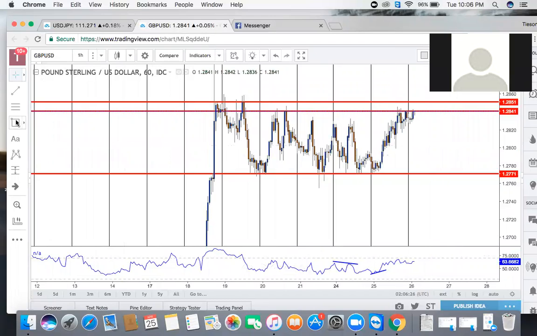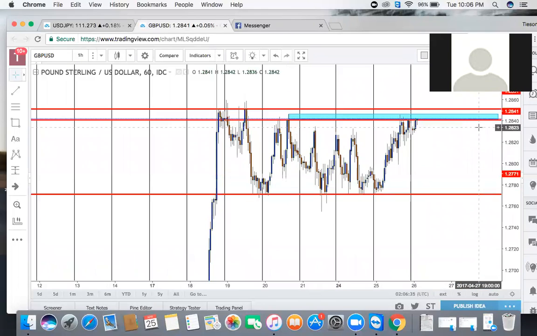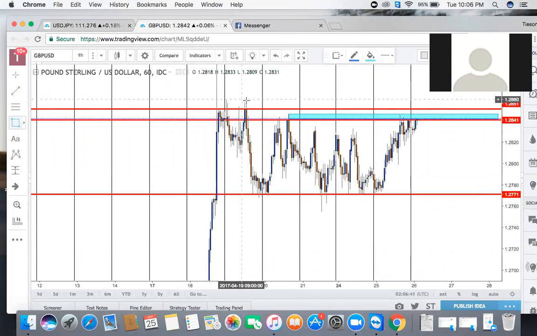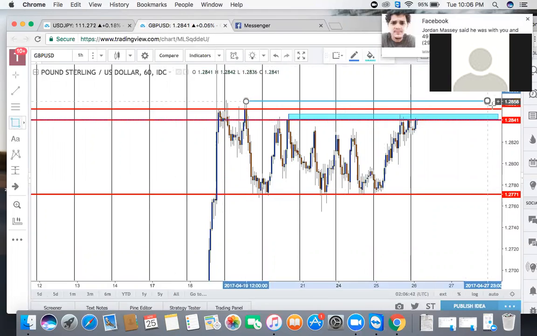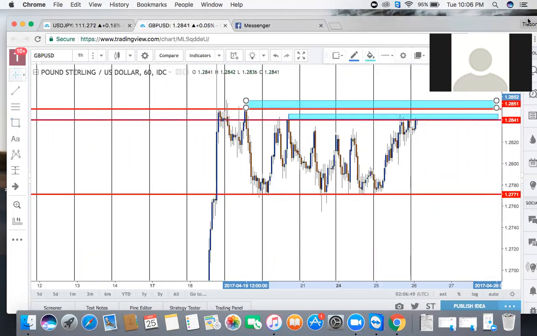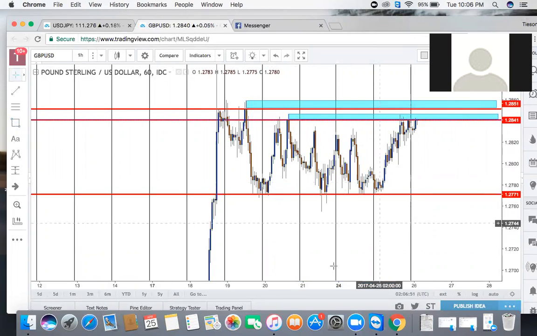And then what I typically do is I will draw out my little zone. See? Now, I could also do one up here. But that is how I use RSI, which is an indicator that somebody asked about.